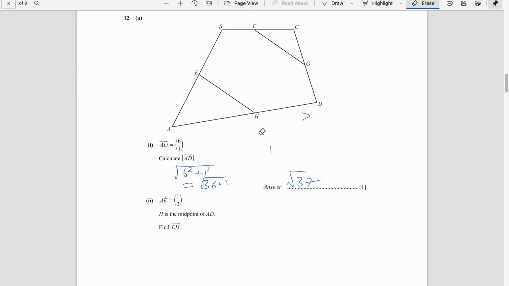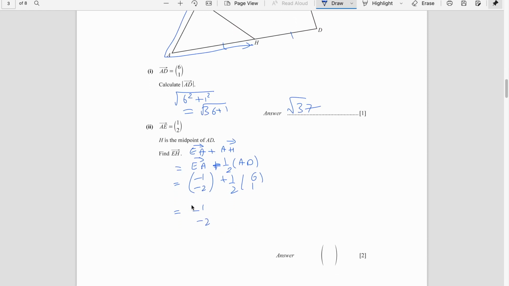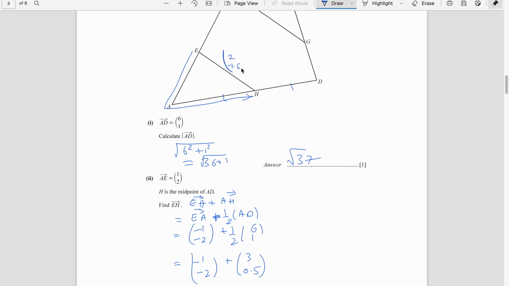Second part says AE is (1, 2). This is AE and we are given (1, 2). H is the midpoint of AD. If it is the midpoint, let us mark. So find EH. If I have to find EH, we choose this path. So that is EA plus AH. Now AH is unknown, but we are given the idea that it is half of AD. Now just plug in the values. EA is (-1, -2) plus half of AD, which is (6, 1). Just simplifying, (-1, -2) plus (3, 0.5). So you're left with (2, -1.5). So we know that EH is (2, -1.5).